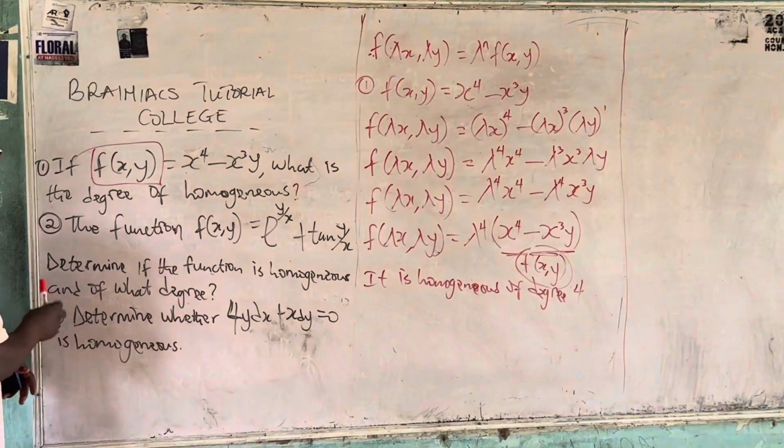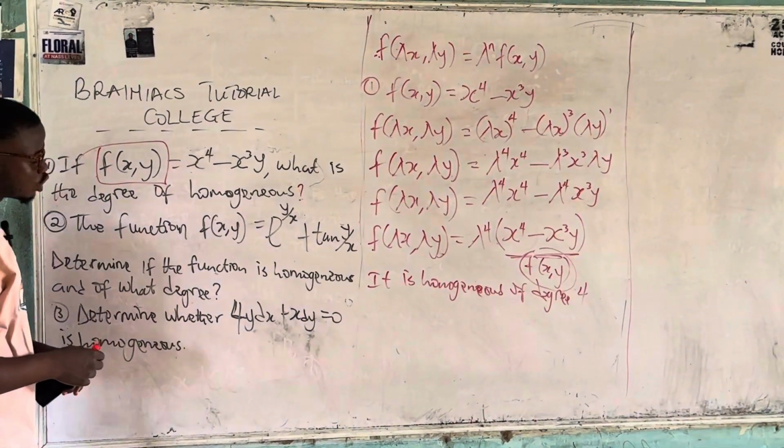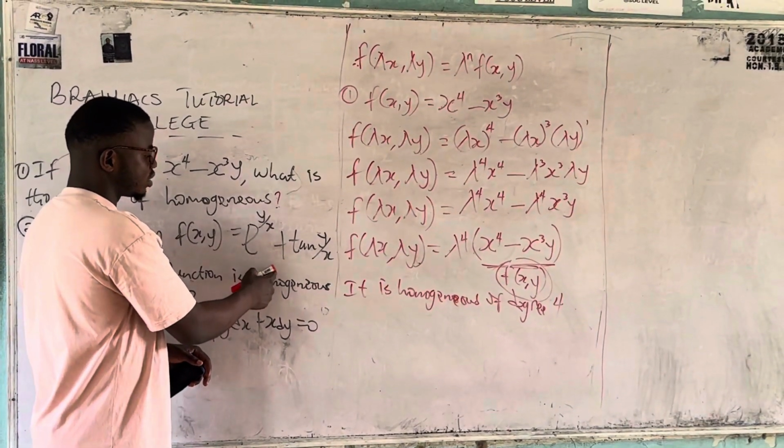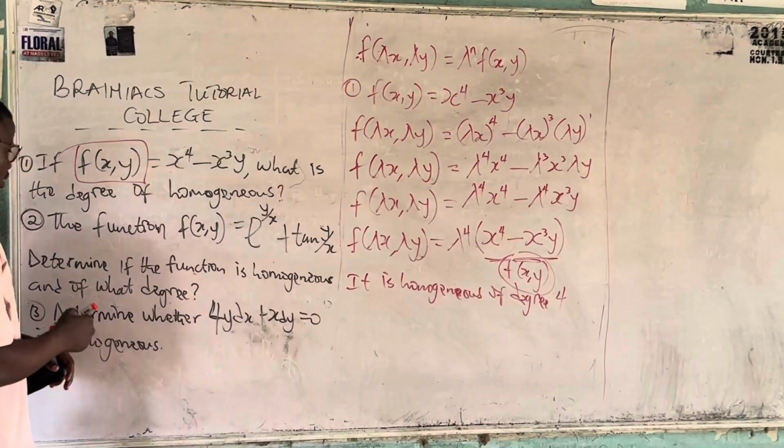Now, going to the second question. The function f of x comma y equals exponential y over x plus tan y over x.